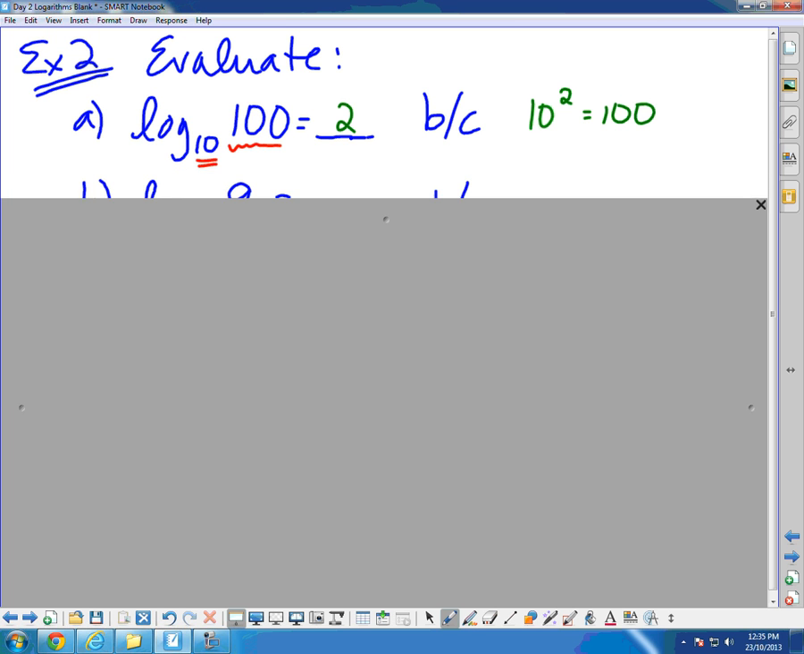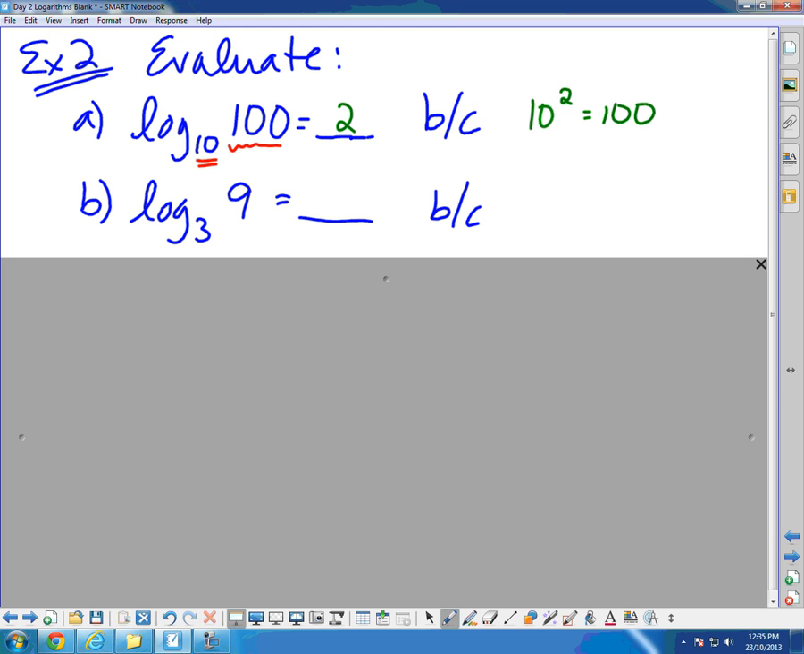That's why I'm just checking to see if it makes sense. Let's try another one. Again, I'd like you to try and say this on your own, but it's pronounced log 9 base 3. And it means, what exponent do I put on 3 to get 9? And again, you should be able to see that it's 2 because 3 squared is 9.